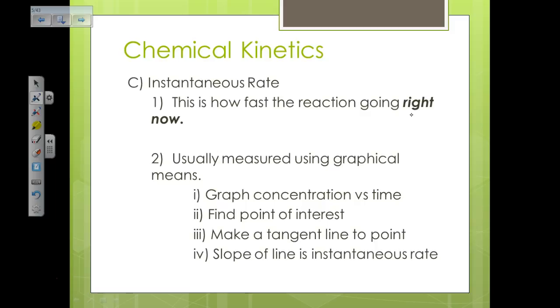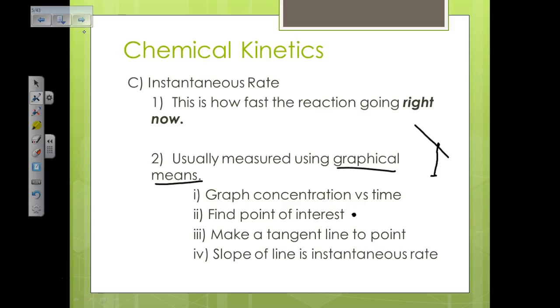Typically we figure this out by using graphical analysis. What we're going to do is graph concentration versus time and find the point of interest that we're worried about. So if that's 100 seconds, we'll go up over to 100 seconds and look up, and then we'll make a tangent line to that point of interest, and then we'll find the slope of that tangent line. That's a calculus thing. If you haven't done calculus, then I've just described this method. If you have taken calculus, this is basically just finding the derivative at a certain point.